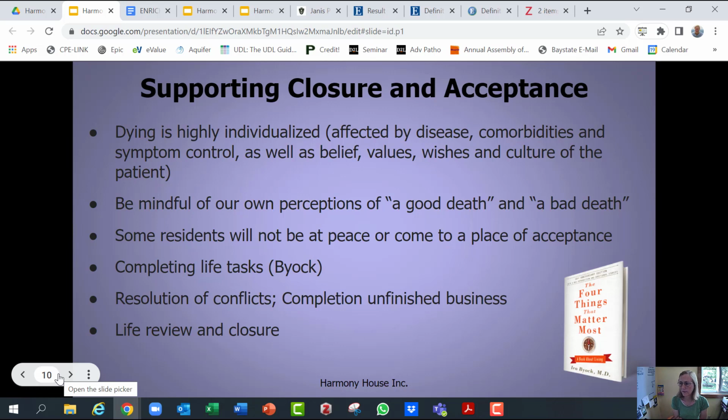So completion of unfinished business may be occurring earlier than the active dying process, but if it's possible for people to feel heard, listened to, making sure that things are completed for them, that can be quite therapeutic.